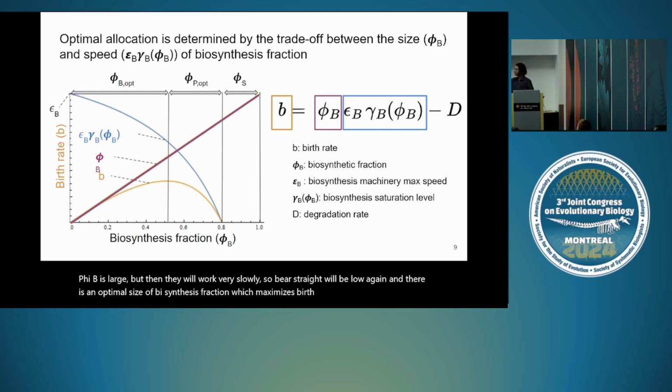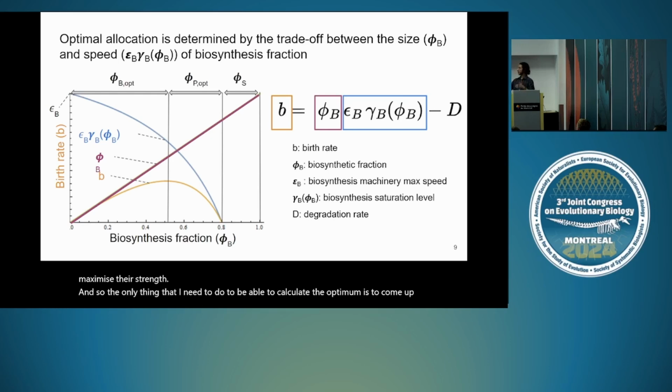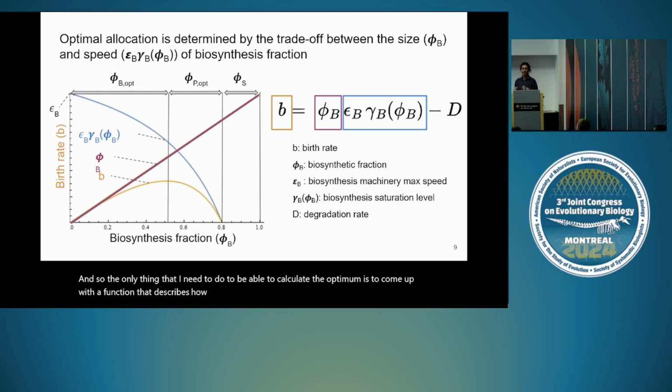If the cell is under optimal allocation or somewhere close to that, we observe this distribution of macromolecules between three different fractions. As I said, the structural fraction is assumed to be fixed, and then the cell adjusts the allocation between provisioning and biosynthesis to maximize burst rate. The only thing that I need to do to be able to calculate the optimum is to come up with a function that describes how the saturation level of the biosynthesis fraction changes as its size increases.